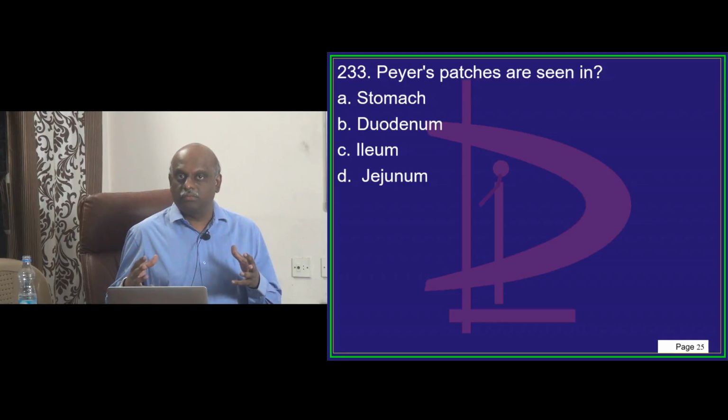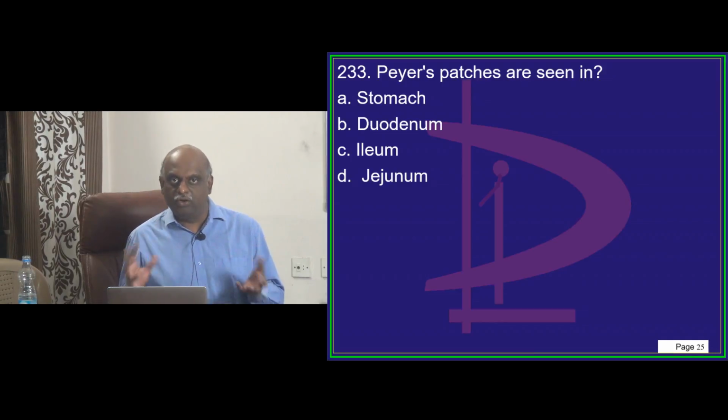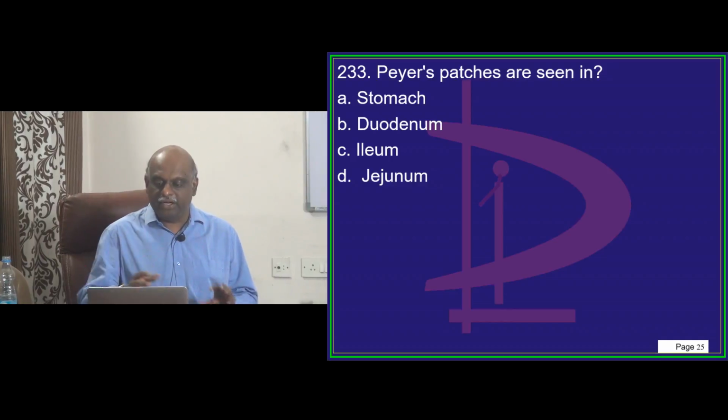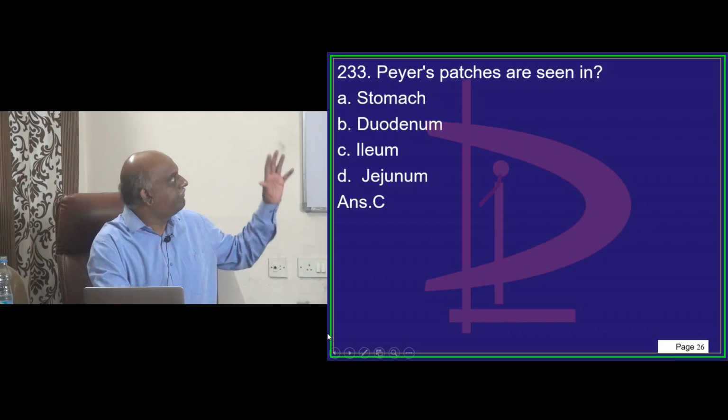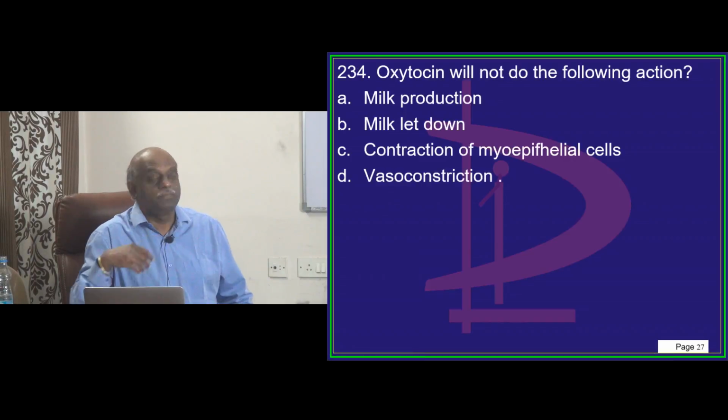So everyone is juggling between duodenum and ileum, ileum and duodenum. It is the ileum where you find the Peyer's patches.